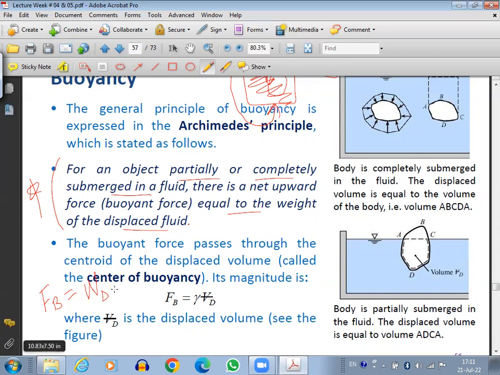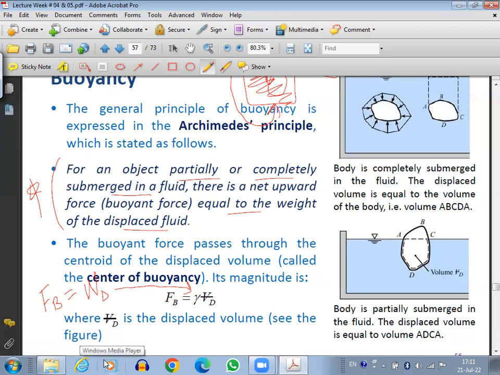And I told you weight can be written as gamma into V. Weight is mg, but I have shown you the derivation how mg is equal to gamma V. So weight can be written as gamma into volume. And Vd is the volume of the displaced fluid. This is the simple formula for the buoyancy force.